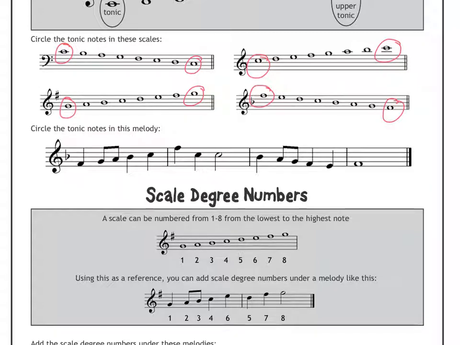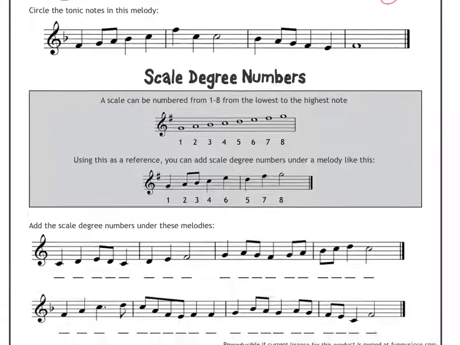Now, next little exercise, circle the tonic notes in this melody. I will leave that for you to do. You can investigate the key signature, know what key we are in, and that tells you what note is the tonic. From there, circle the tonic notes. I'll let you do that on your own once we're done this lesson. Moving on to scale degree numbers.